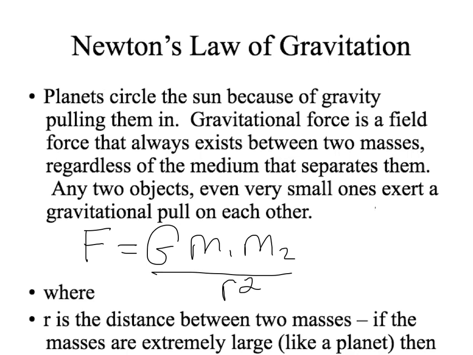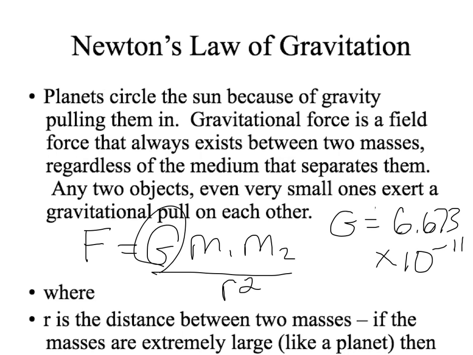If we have G as our constant, G is going to equal 6.673 times 10 to the negative 11, and the units are newton meters squared over kilograms squared. The only reason it is that way is so that when I multiply kilograms squared divided by meters squared, I get newtons. For the distance between the two masses, if the masses are extremely large like a planet, we use the distance between the centers of the masses. So this radius right here, we would look at the center of the Earth to the center of the moon or the sun or something like that.